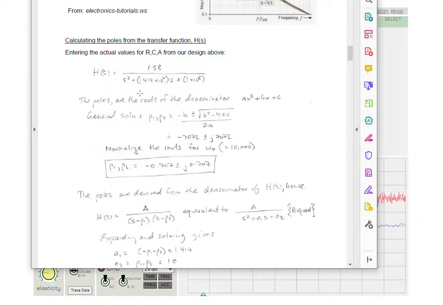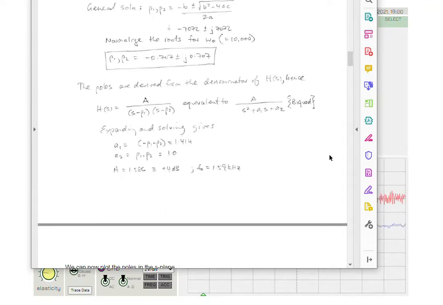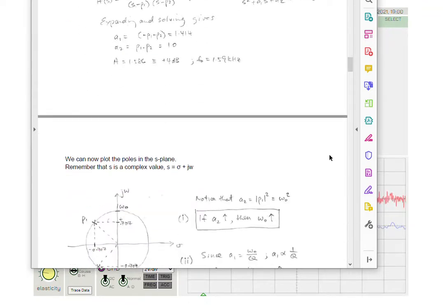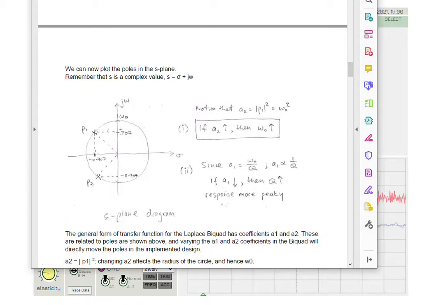And then we enter the component values of your Sallen-Key design. You'll have the actual transfer function, which you can then normalize by dividing by omega 0, and then solve using this traditional quadratic equation to give you the actual poles. Let's have a look at these poles and what they represent. Here we've drawn the poles. They basically are two complex points on the left-hand side of the S-plane.